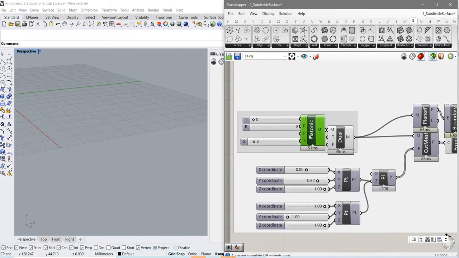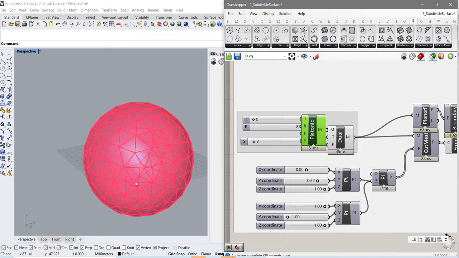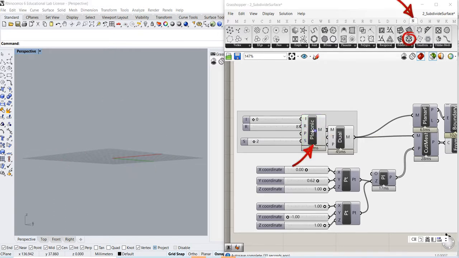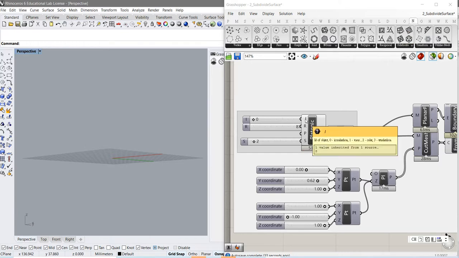Platonic objects. This is a geodesic dome. If you take a look at this component, this is also from NGon. The first parameter has 4 choices. If it is 0, then it gives you an icosahedron. If it is 1, then it gives you a torus.